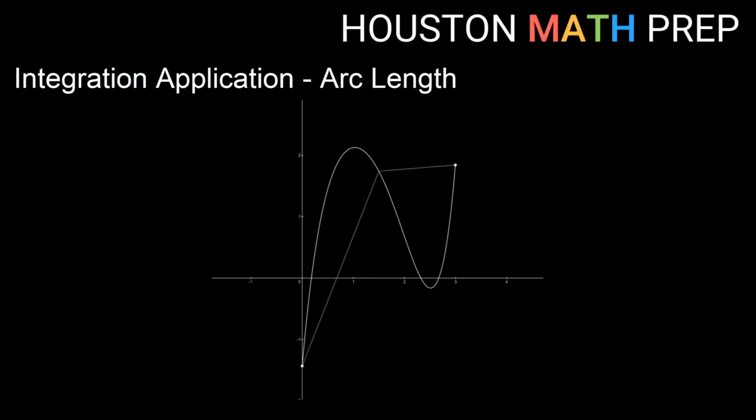So maybe I break up my interval into two intervals, or I break it up into 3 subintervals, and I keep breaking it up more and more. And if I use the straight line distances as I keep breaking it up more and more, you can see that the approximation that we're getting becomes better and better. We get a more accurate approximation the more subintervals we use.